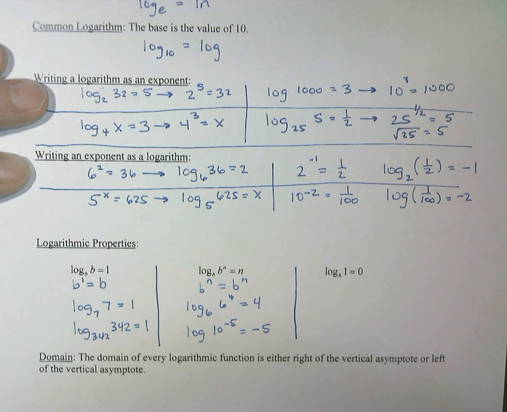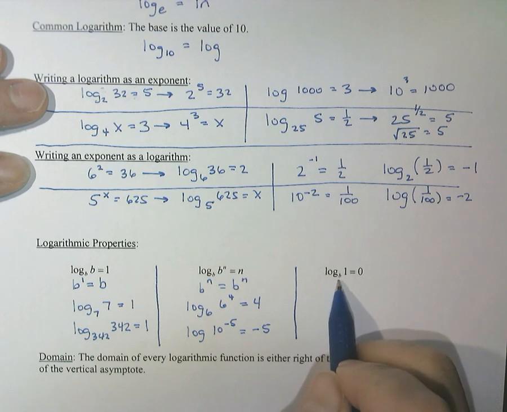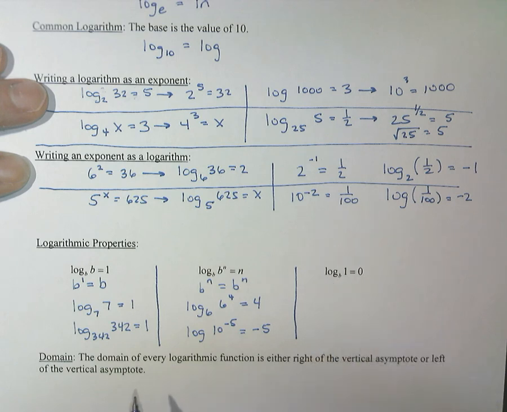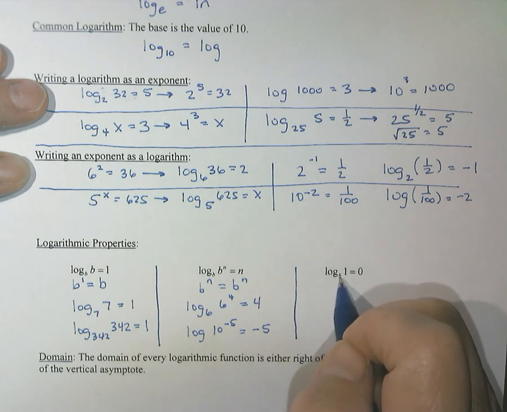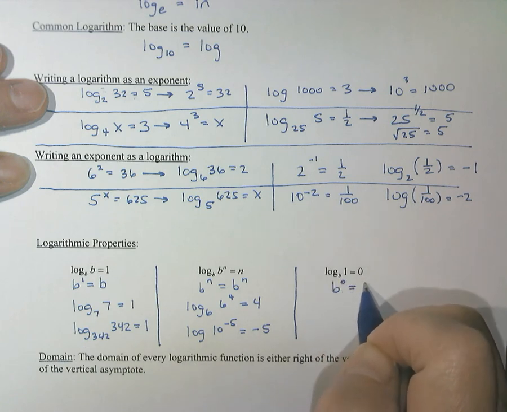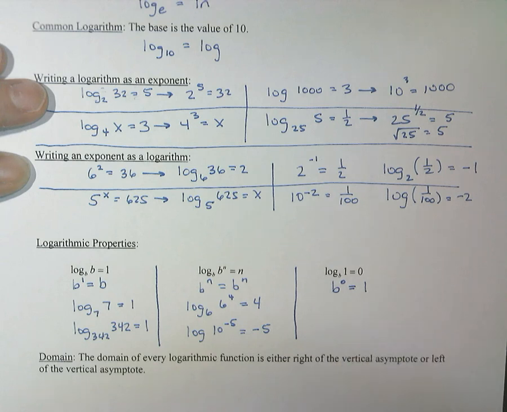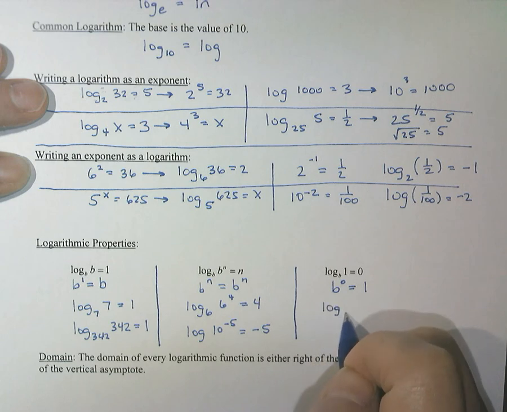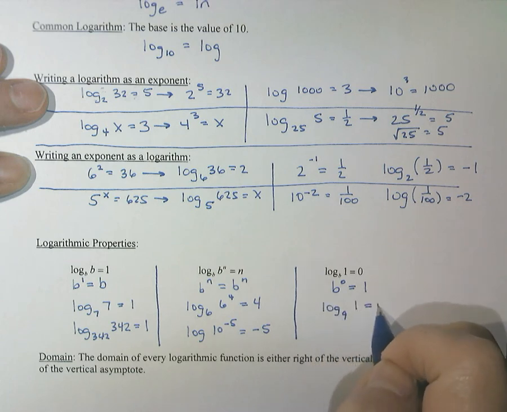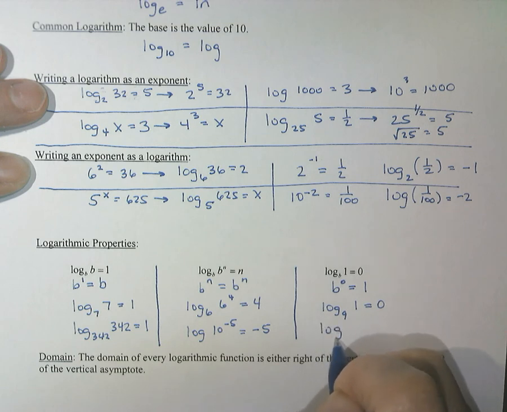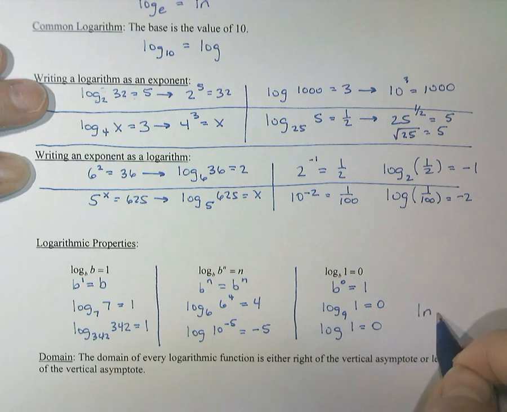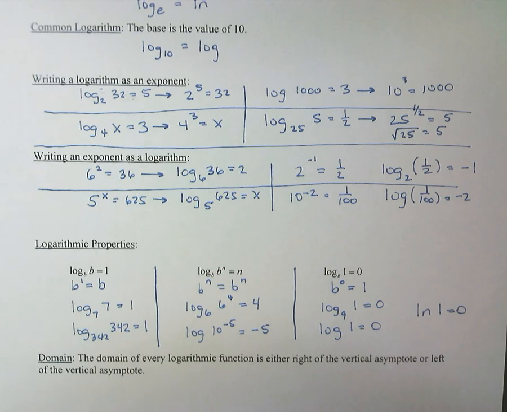And the last property for today, log base b of 1 equals 0. No matter what the base is, if you take the log of 1, it's always going to equal 0 because b to the 0 power is equal to 1. Anything to the 0 power is equal to 1. So these logarithmic properties come from the exponential equivalent. So if I had log base 9 of 1, it's going to equal 0. If I had common log of 1, it's going to equal 0. And if I did a natural log of 1 equals 0.